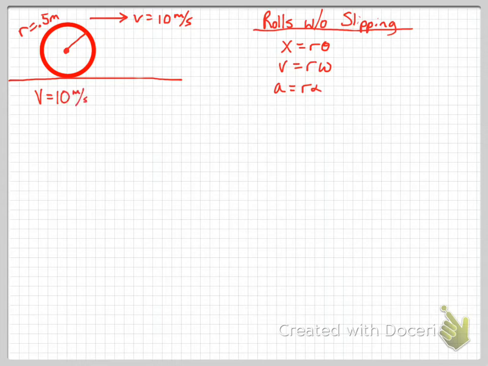So looking at it with our velocity of 10 meters per second, we'll just say our time is going to be 2 seconds. We can find a quick distance it's going to travel as 20 meters. But let's say I want to know how many turns it's going to make.